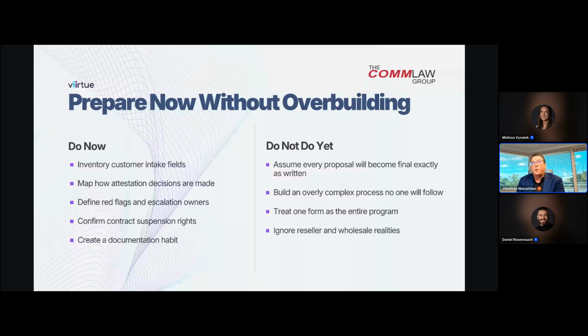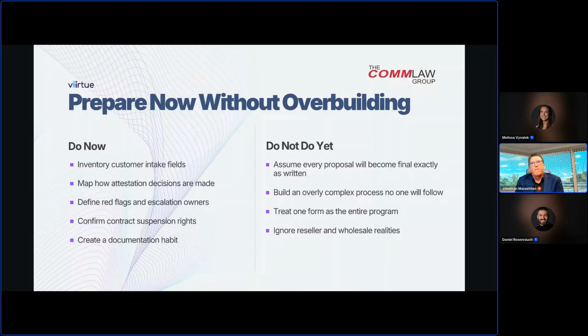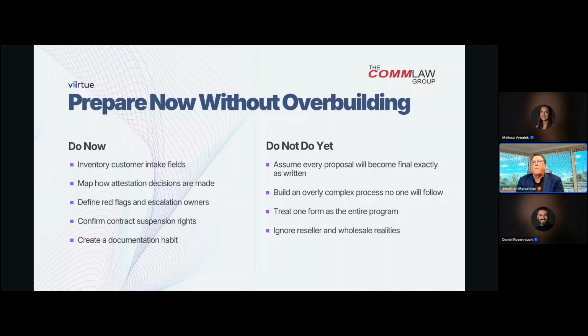Now, onto the do not do yet side. Don't assume every proposal will become final exactly as written. That's how companies waste money. Don't build an overly complex process that nobody's going to follow. That's how companies create paper risk. Don't treat one form as the entire program. And don't ignore reseller and wholesale realities, because the voice ecosystem isn't just retail. A lot of risk lives in the indirect relationships. And your program has to reflect that.